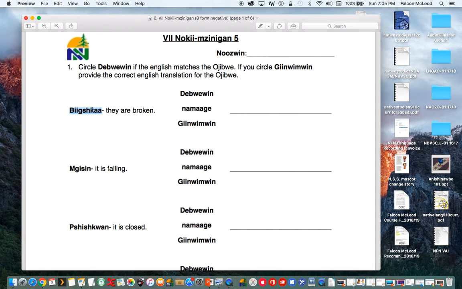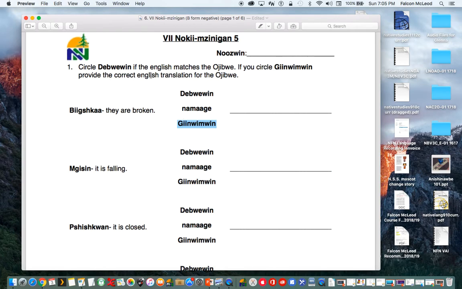So we know that if we're writing "they," you have to pluralize the verb, but this verb isn't pluralized. We pluralize the verb by adding either a -waan or an -oon to the end of our verb, and this has neither. So this is incorrect. So we've got to circle this one here, and then you can highlight that or whatever.